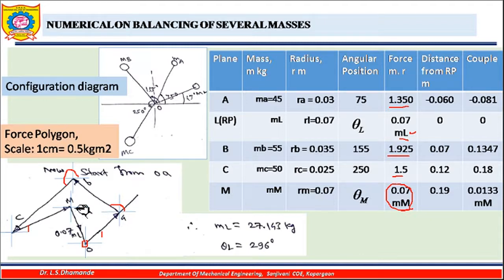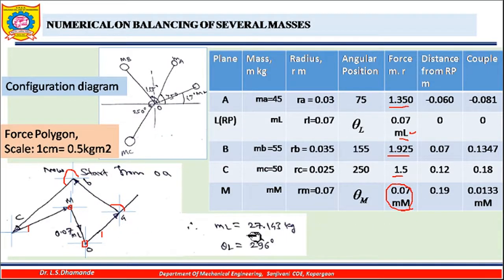Now this is the last point, meaning all four masses which are known to me, all their forces I have drawn. I want this force polygon to be closed for balancing. So I will draw one more line from this M to O, so that the polygon gets closed, and I will measure the length of this M to O and multiply it by the scale. That length will be equal to 0.07 M. When I multiply that length by the scale and divide by 0.07, I will get mm.